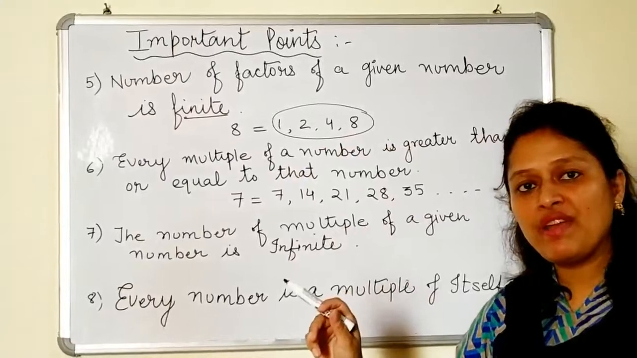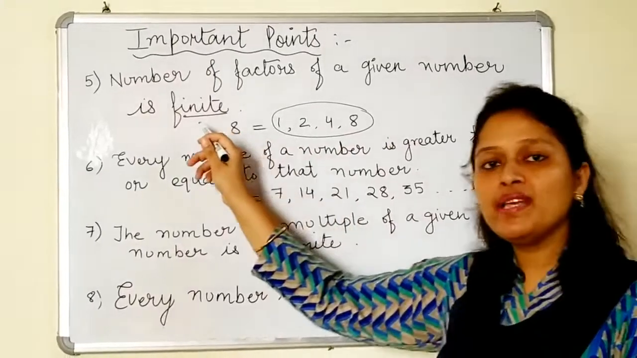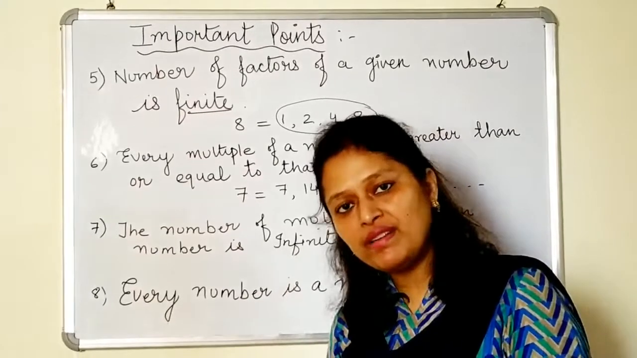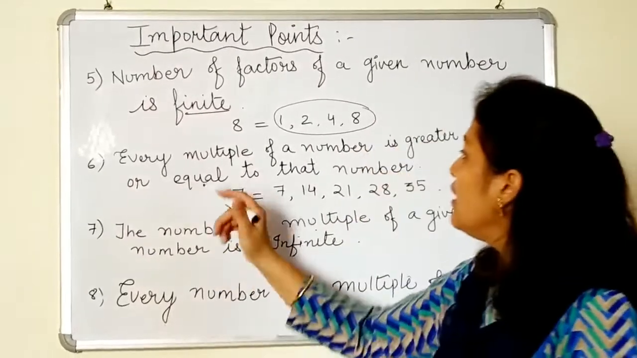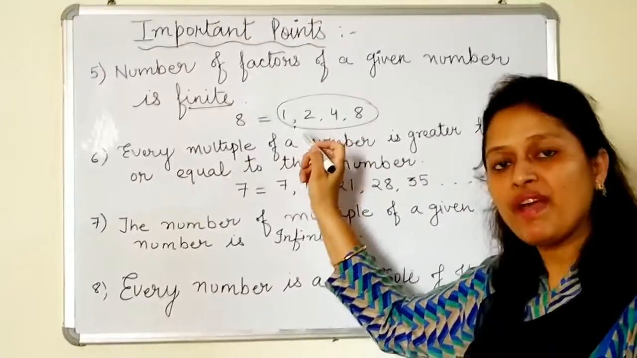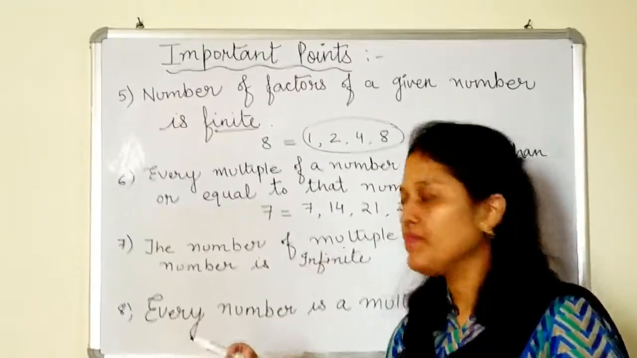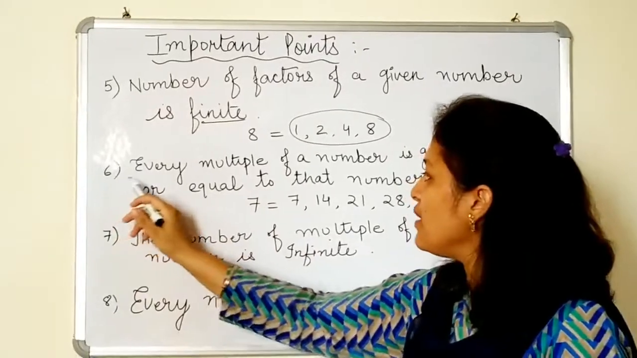How many factors of 8 are there? 4. The number is finite. It means you can count the number of factors of a given number. Okay, so it is a finite number. Finite means which you can count. Okay, which has a fixed number.